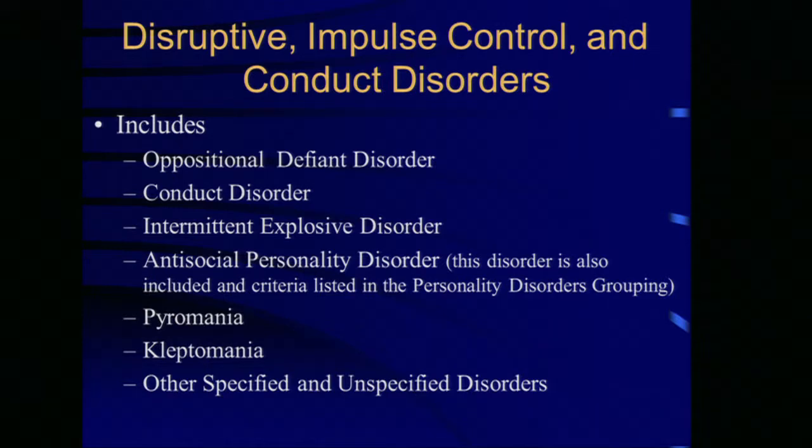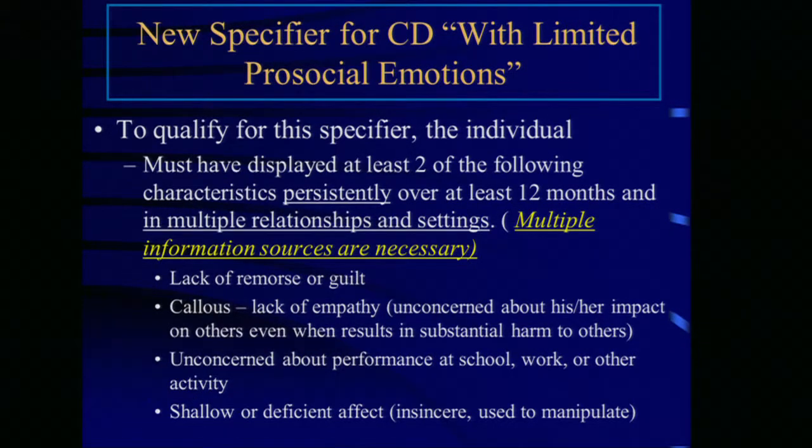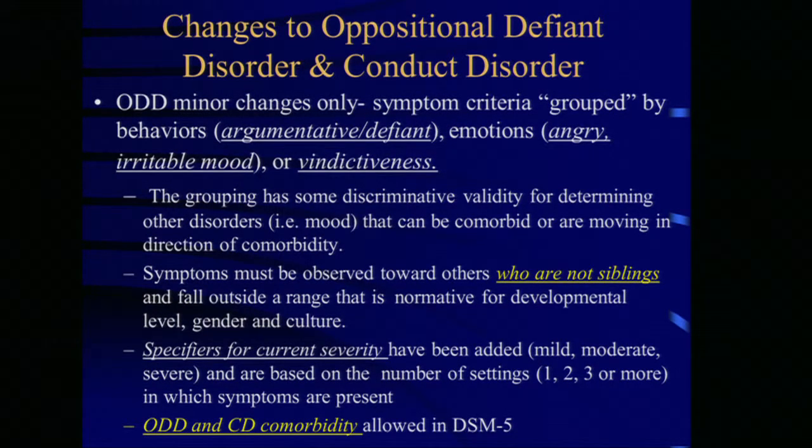So the disruptive, impulse control and conduct disorders include these, which I mentioned this morning. Oppositional defiant: there are not a lot of changes to the criteria, but they group them differently. So some of the symptom presentations are grouped by behaviors, the argumentative defiance, by emotions, angry, irritable mood, or by vindictiveness. They're grouped this way because the treatment is different and the fluidity of diagnosis is different. For example, the treatment of the argumentative defiant behavior is often parent training and a little anger management sometimes, depending on the age of the child. Anger management for the kid, parent training for the adult.